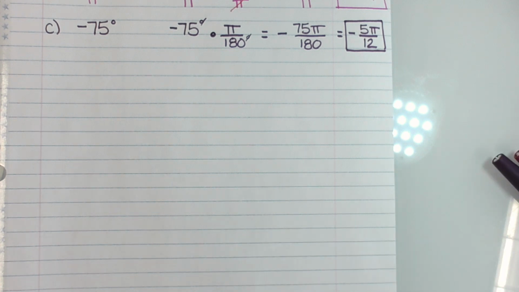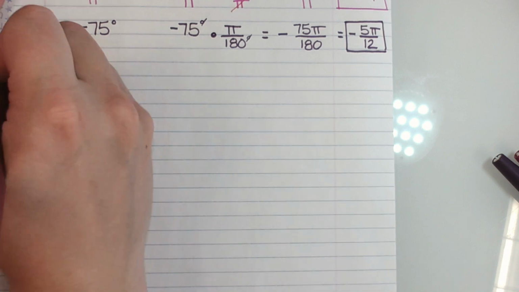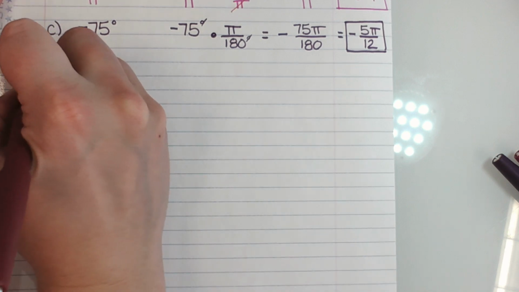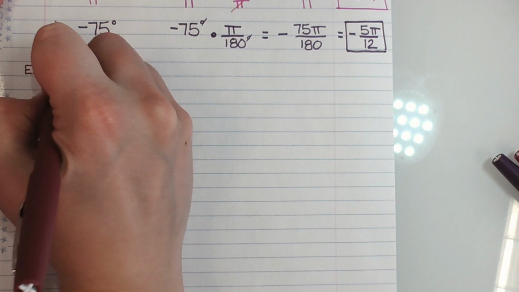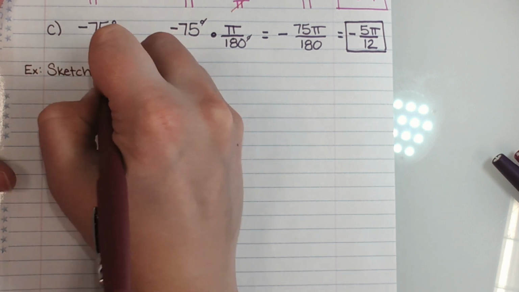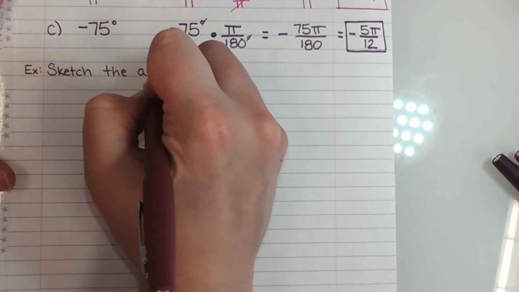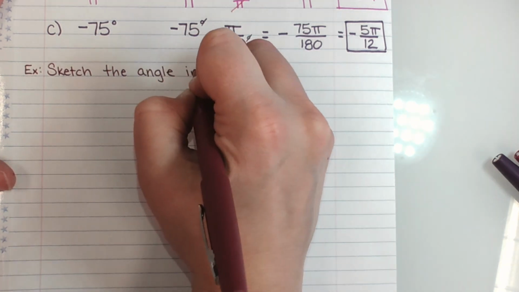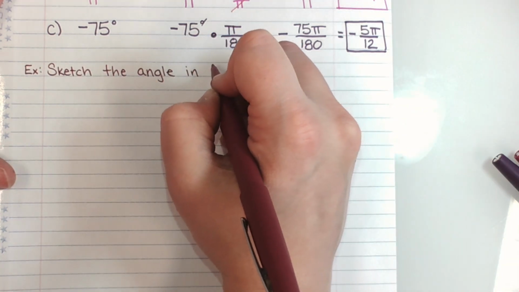Would you agree that converting is fairly simple? Yeah, converting is not meant to be challenging. It is a key thing that we are going to do on a lot of things, though. There is a second thing you're going to see today: sketching the angle in standard position.